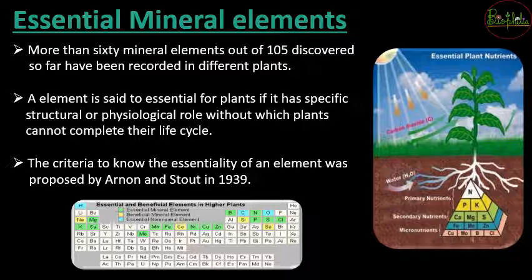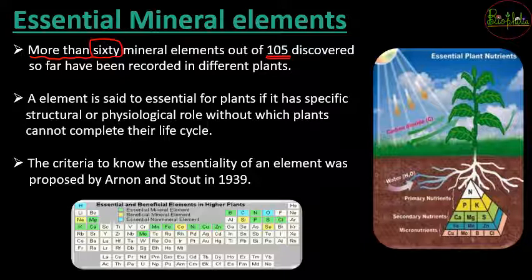So in this video we will be starting with essential mineral elements. We have seen what minerals are and what mineral nutrition is. So let's see how these mineral elements are important for plants. 105 elements were discovered, out of which more than 60 elements are important for different types of plants. So importance or essentiality, how is it defined?